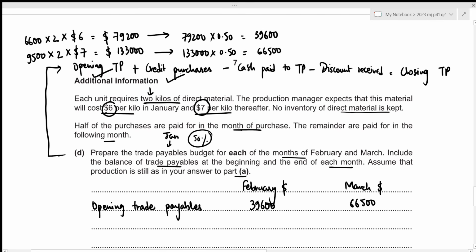Now let's add the credit purchases made in that particular month. We are basically told that all of the purchases are on credit because half of it will be paid for in that month and the remainder will be paid for in the following month. So we're not paying when the purchase takes place. So this is not a cash purchase. Now we have figured out the total purchases for February to be 133,000.